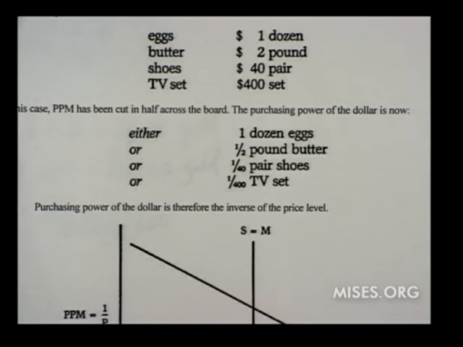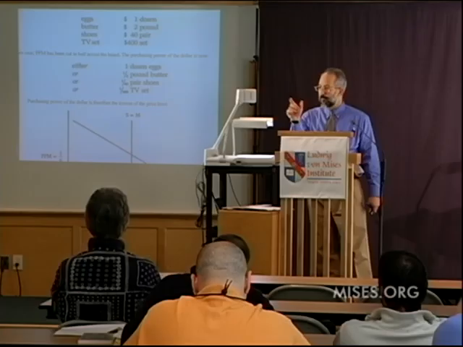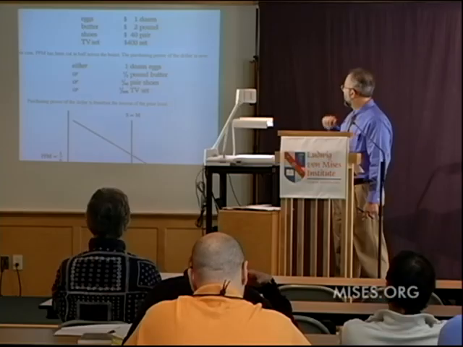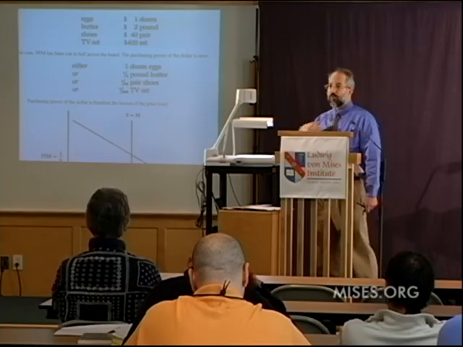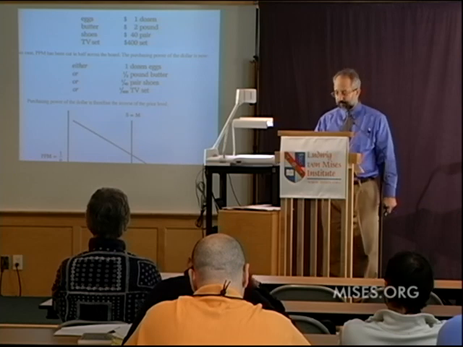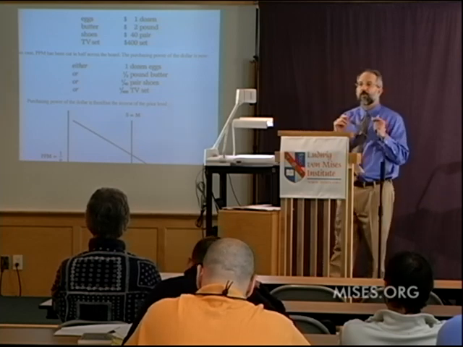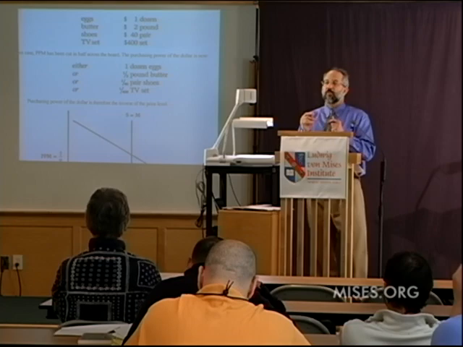So inflation, that popular saying, inflation causes the dollar to shrink, represents this phenomenon, right? It causes the dollar to buy less, its purchasing power to shrink more appropriately. So now you can only buy 1/2 pound of butter, 1/400th of a TV set, whereas before you could buy twice as much of each of those goods. So to sum up, the purchasing power of money moves inversely to the price level.